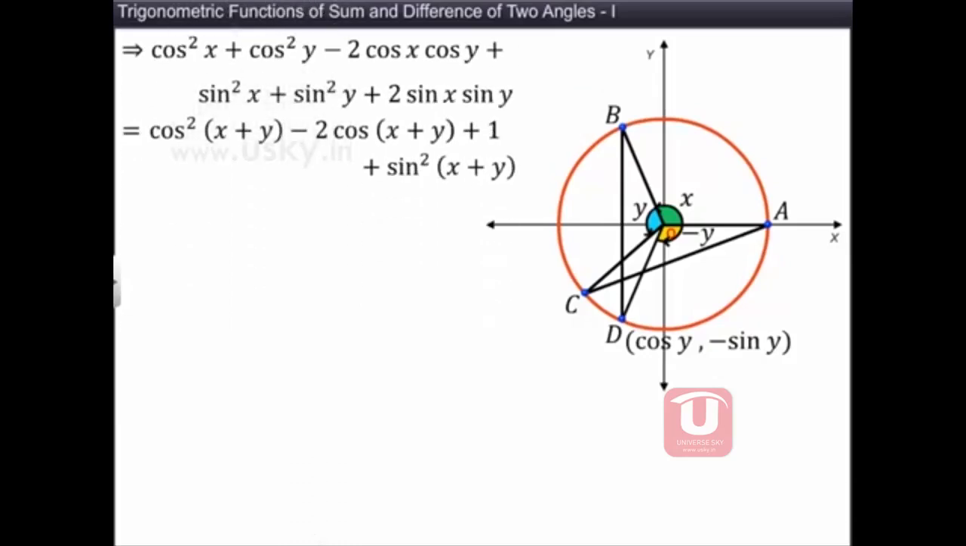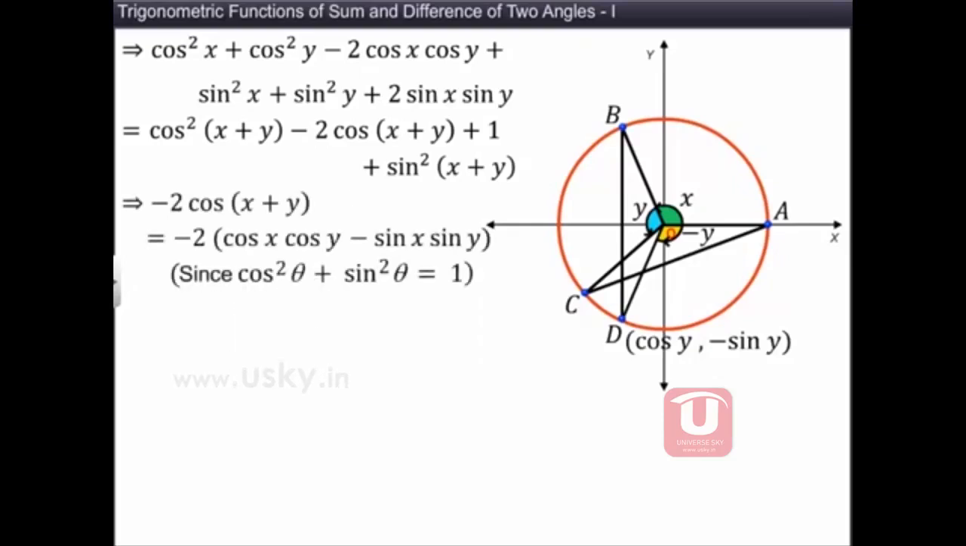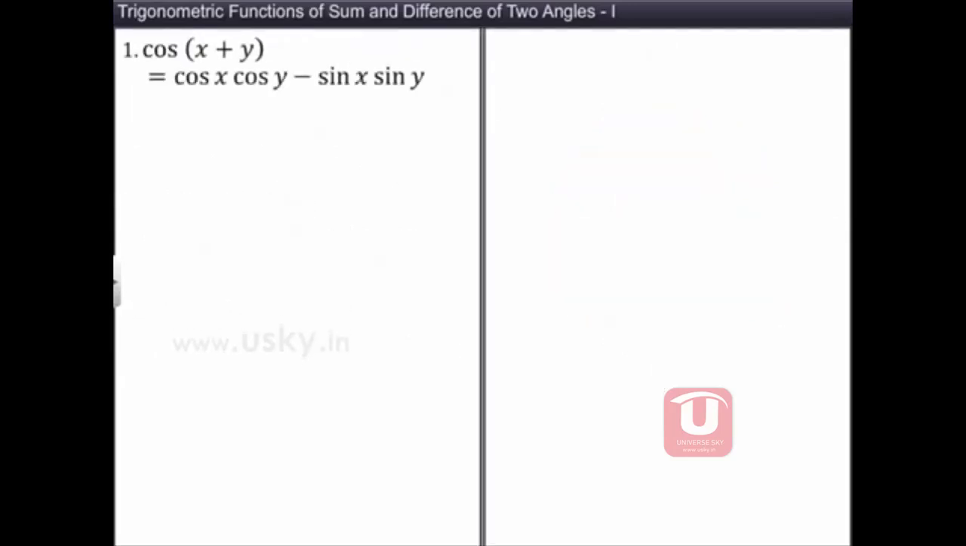Since cos square theta plus sin square theta is equal to 1, we have minus 2 cos of x plus y is equal to minus 2 times (cos x into cos y minus sin x into sin y). This implies cos of x plus y is equal to cos x into cos y minus sin x into sin y, which is a trigonometric function of the sum of two angles x and y. This is a very important result and is very useful in the derivation of other results.